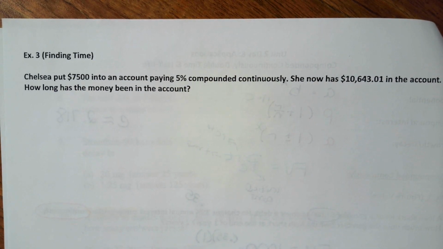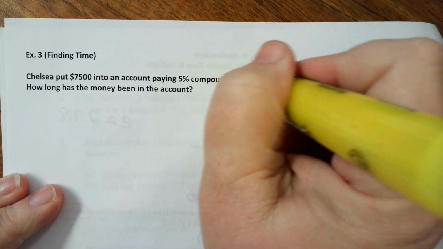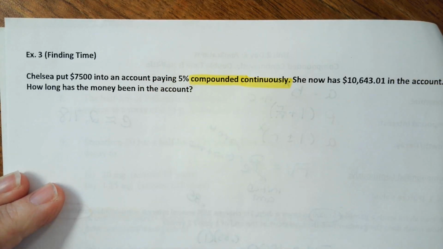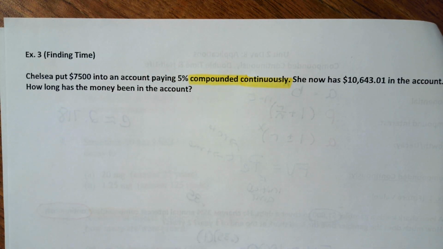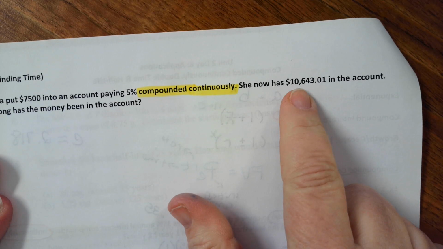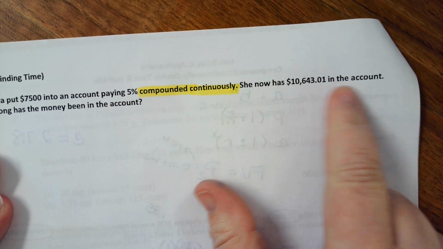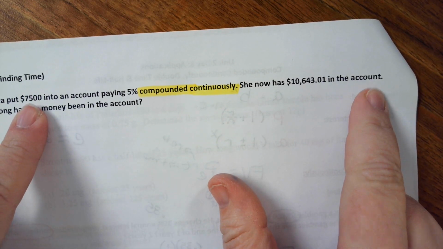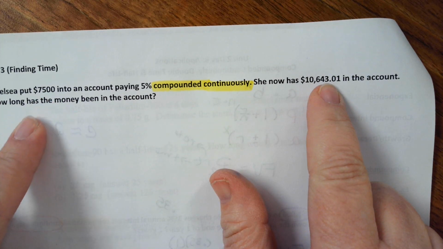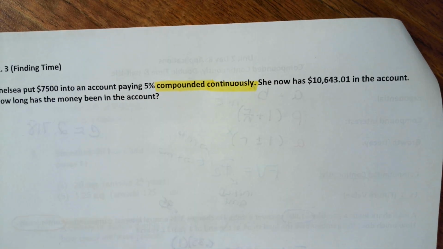All right, example 3, notice here it says finding time. Chelsea put $7,500 into an account paying 5% compounded continuously. That word continuously and compounded lets us know it's the Pert formula. She now has $10,643.01 in the account. So she started with $7,500 and this is what she's ended up with. How long was the money in the account?